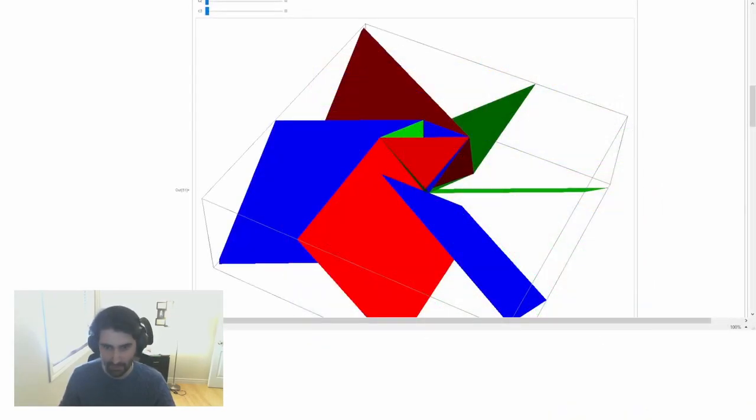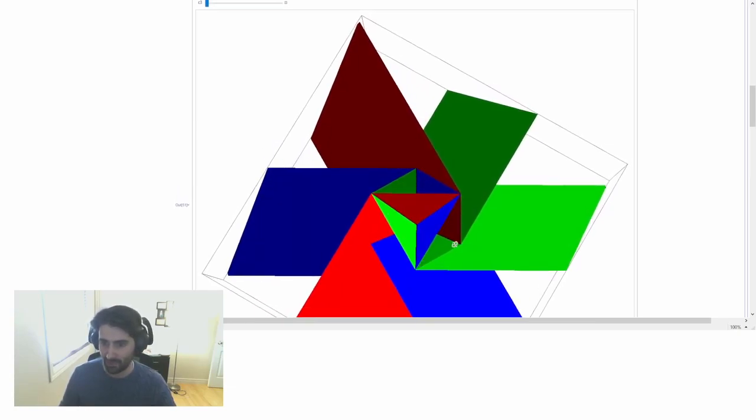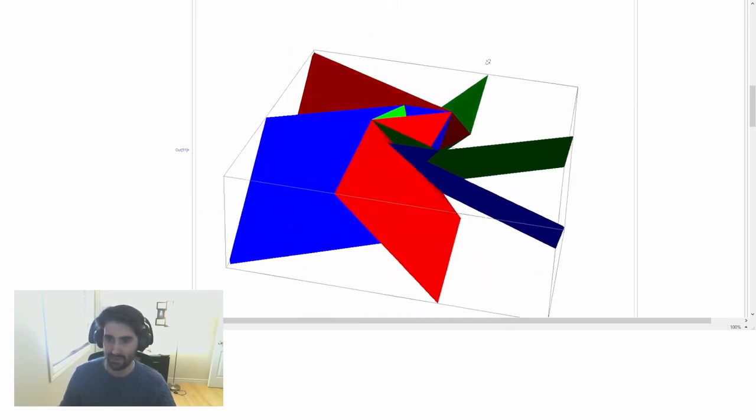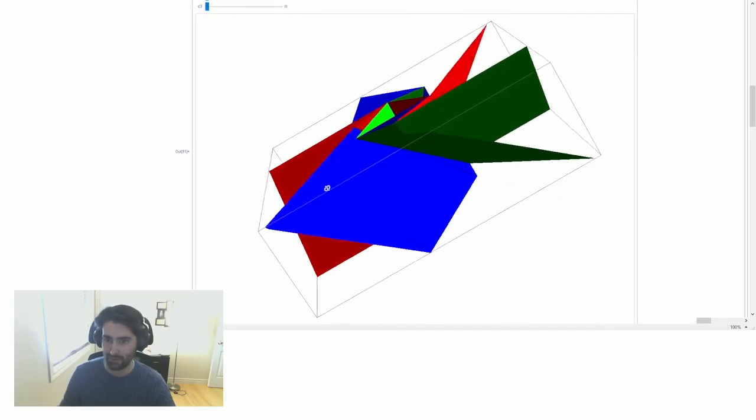So I will show you maybe in a little bit more detail here. In this example, the group that's acting is generated by 3 reflections. So it's like a free product of 3 copies of Z2. So from the top here, these are crooked planes, and they all intersect at the origin of R3 here.